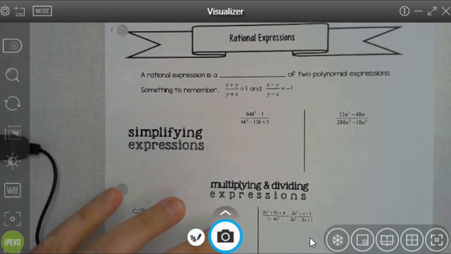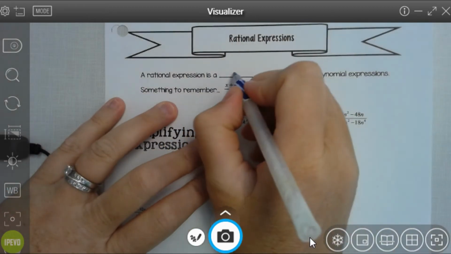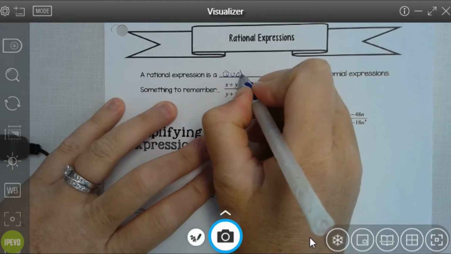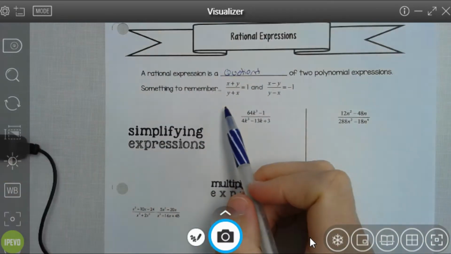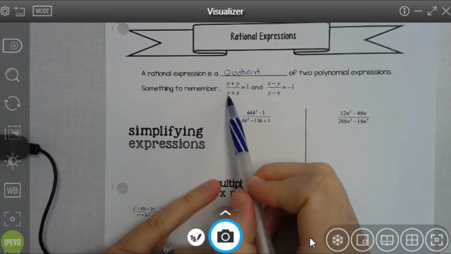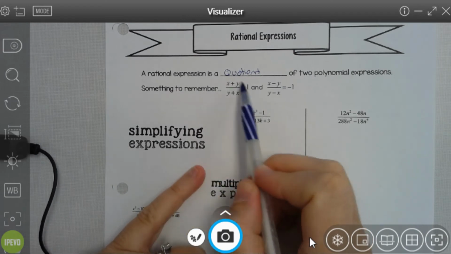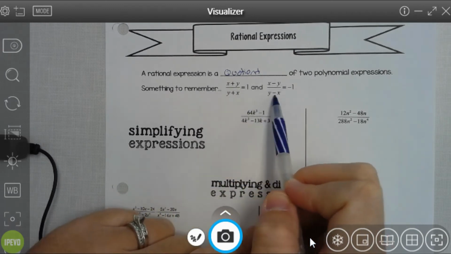All right, and so a rational expression is a quotient of two expressions. So this is a quotient. Remember, quotient means it's like a fraction division. So something to remember from before, that x plus y over y plus x equals 1. So those are the same terms. These are the exact opposites.